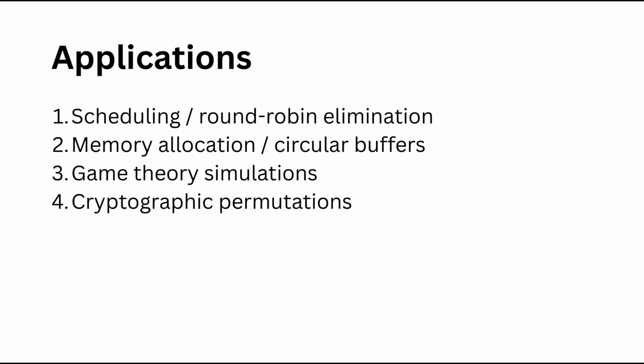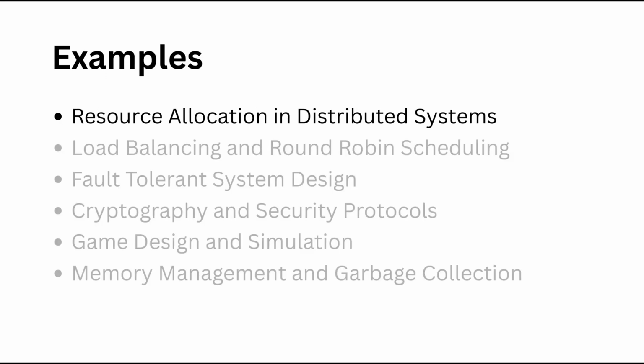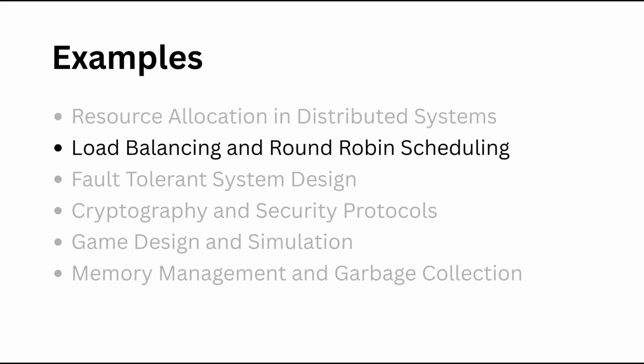This may be a fun problem, but it has applications in scheduling, round-robin elimination, memory allocation or circular buffers, game theory simulations, etc. In a cluster where nodes are periodically taken offline for maintenance, a Josephus scheme avoids repeatedly impacting the same subset. Operating systems and network schedulers often use round-robin with skips.